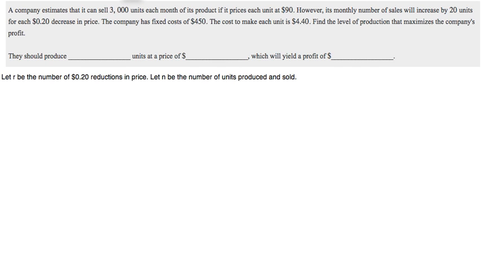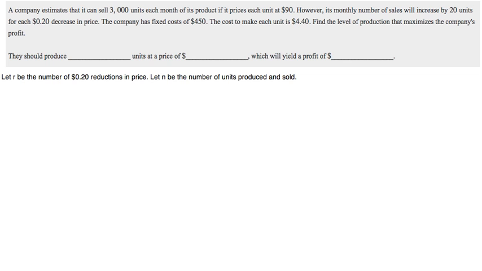Okay, this is a pretty challenging problem here. A company estimates that it can sell 3,000 units each month of its product if it prices each unit at $90. However, the monthly number of sales will increase by 20 units for each 20-cent decrease in price. Then we're given the fixed cost and the cost of making each unit. We want to find the level of production that will maximize the company's profit.